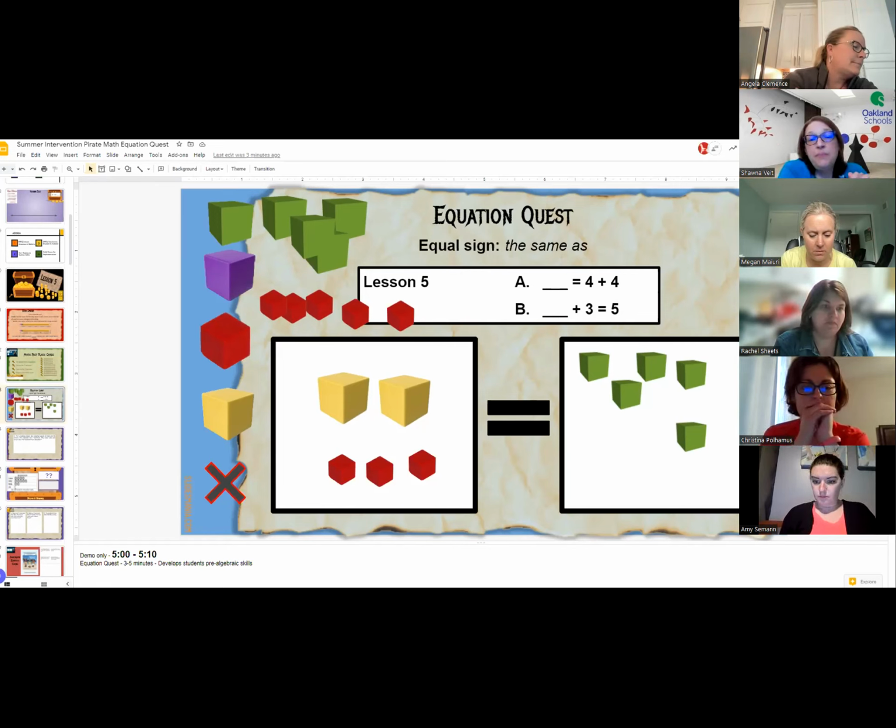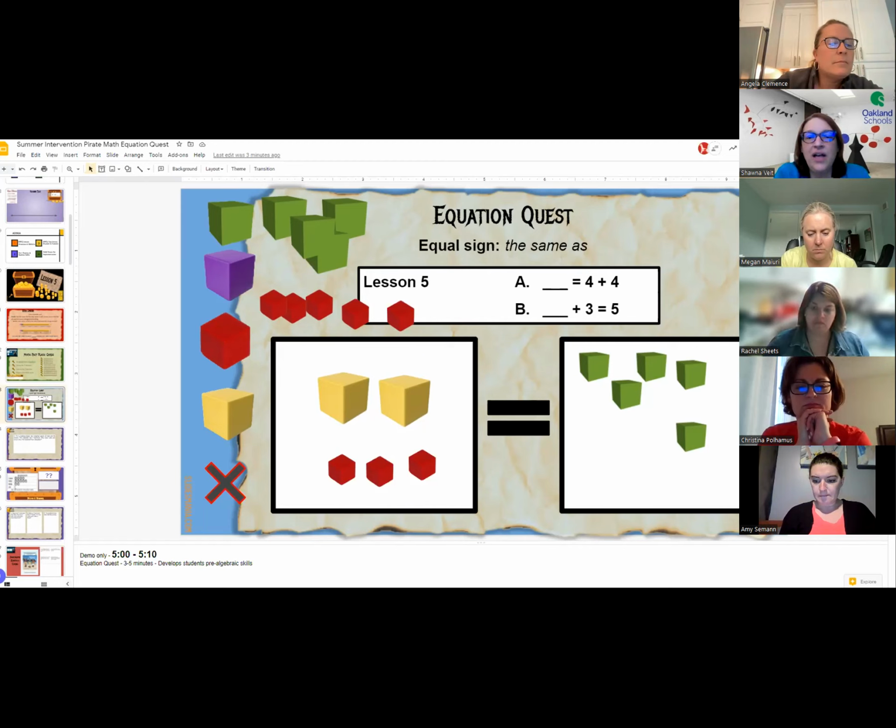And so this is Pirate Math Equation Quest. These are going to have the blue backgrounds. There are 36 of these, and it will really take them from kids just understanding what the equal sign means all the way into solving one-step equations, which is kind of exciting. And you'll actually see multi-step. So they're actually manipulating both sides of the equal sign.